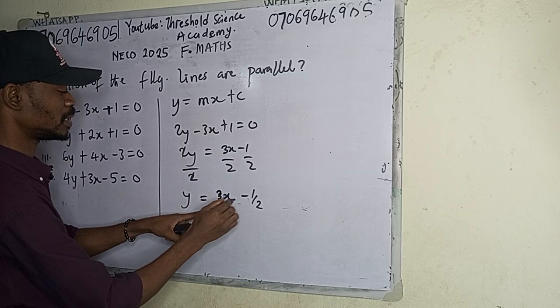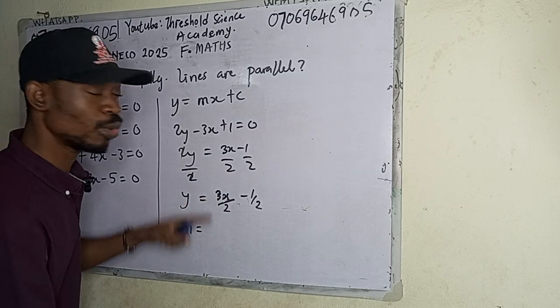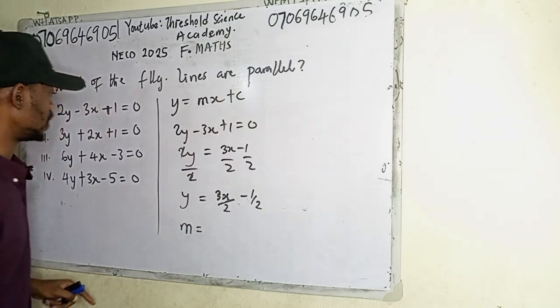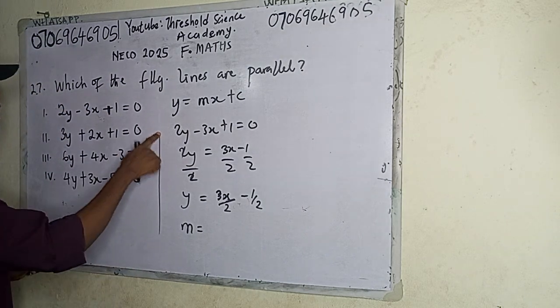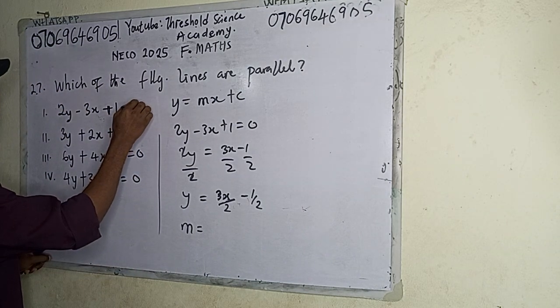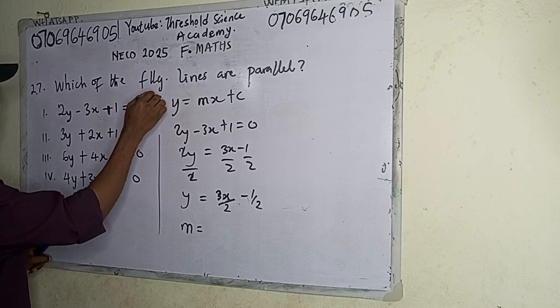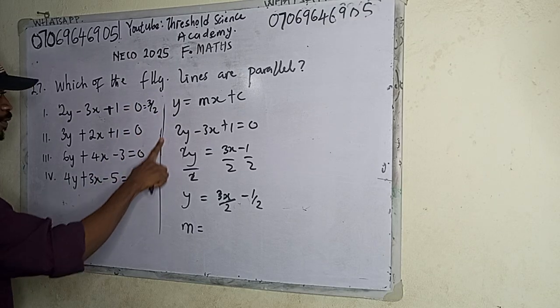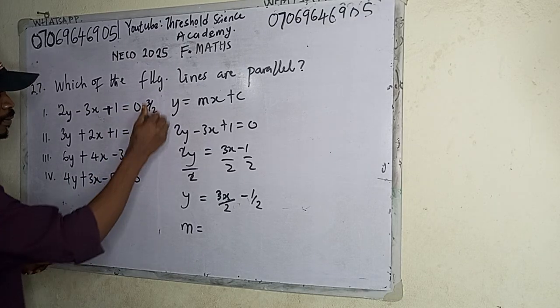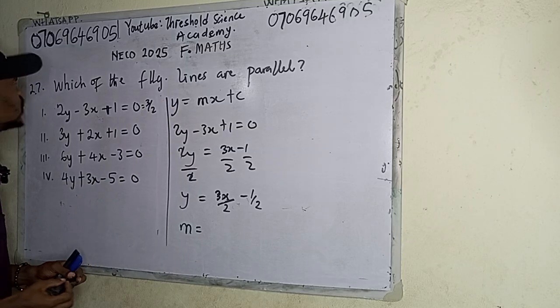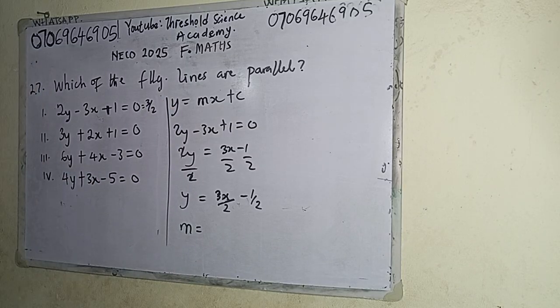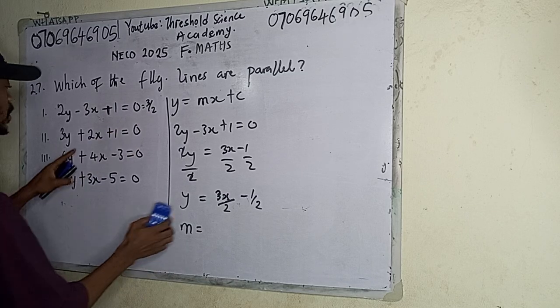The slope or the gradient is what? The coefficient of x, which is 3 over 2 in this case. So the slope of this equation is 3 over 2. All right, I'm writing it in front of each one of them. So the slope is 3 over 2. Then I'll go to the next equation.